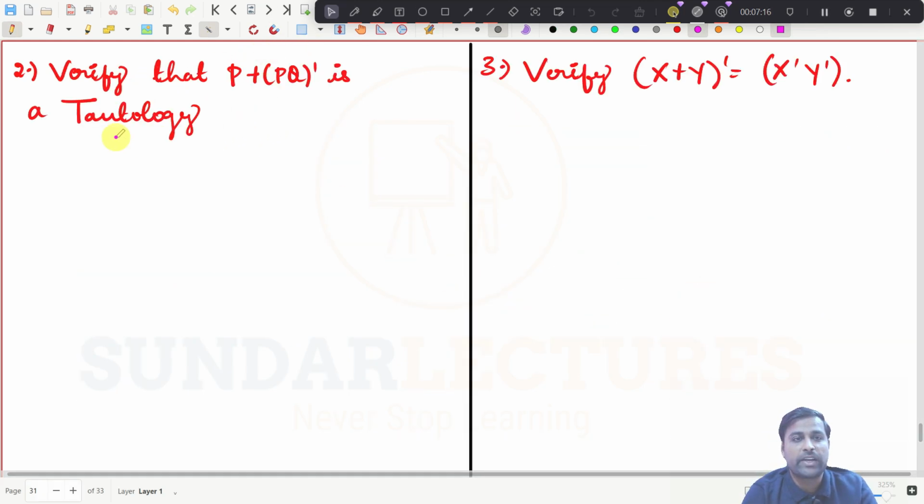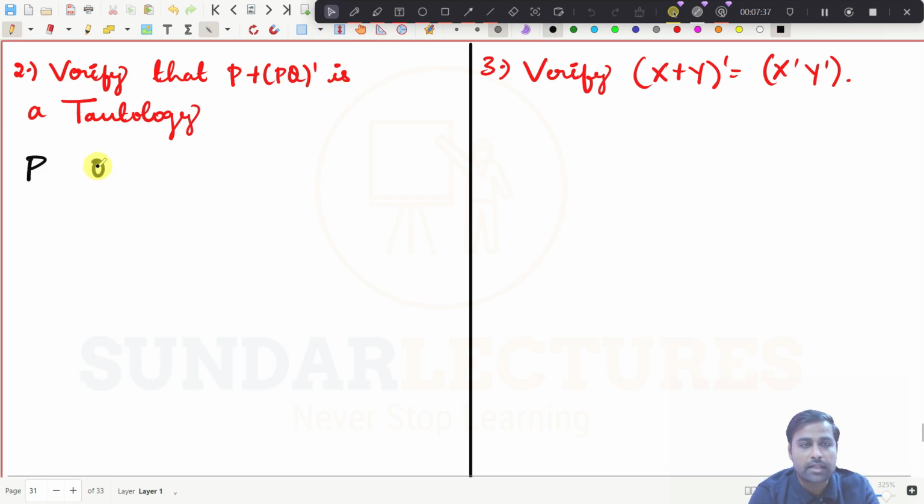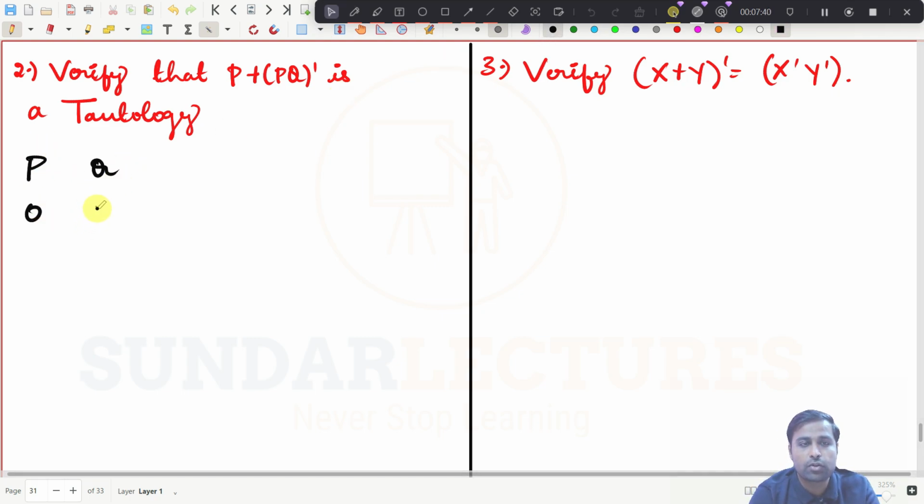So the next one, see the question: verify that p plus pq the whole bar is a tautology. What is a tautology? Whatever the input you give, the output should become 1, right? That is the tautology. How many variables are there? Only 2 variables, p and q. So I will write it down, this is p and this is q. How many combinations? 0 0, 0 1, 1 0, 1 1, right?